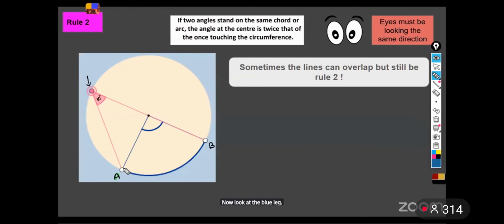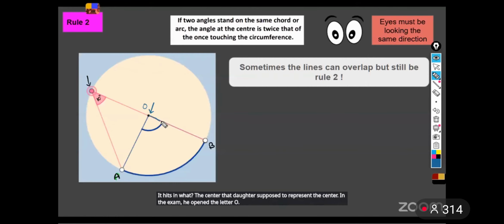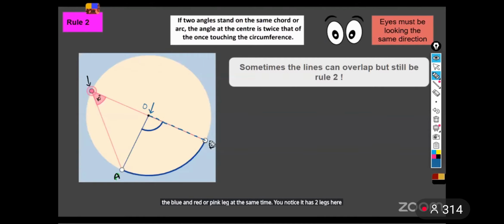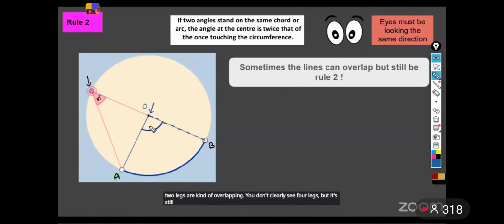Now look at the blue leg. You have a blue leg starting at A. It hits what? The center. That dot is supposed to represent the center. In the exam, he'll put the letter O. And then it kind of bounces back and over. You notice it has two legs here. Our blue leg is kind of resting on a pink leg. So the blue angle starts at A, it hits the center and bounces back to B. In this case, because two legs are overlapping, you don't clearly see four legs, but it's still rule two. So that means this blue angle is 20 degrees. The one at the center is twice the one at the circumference.